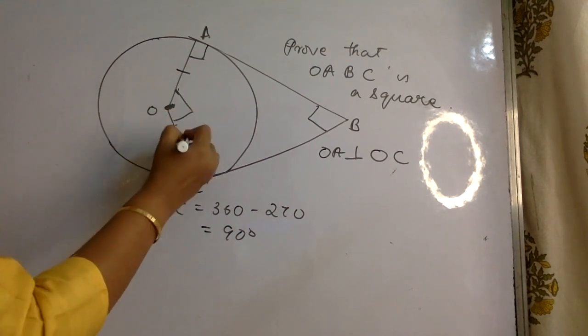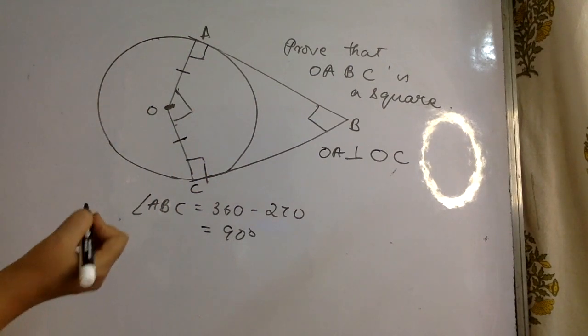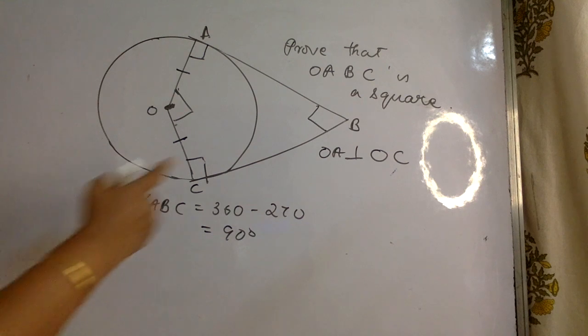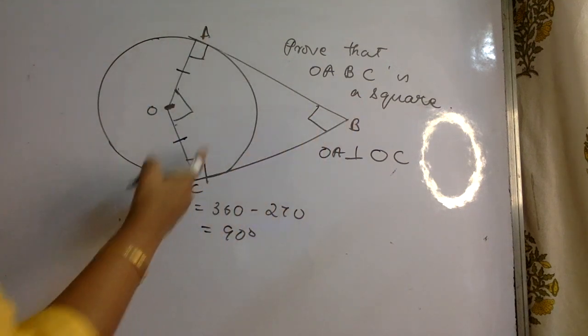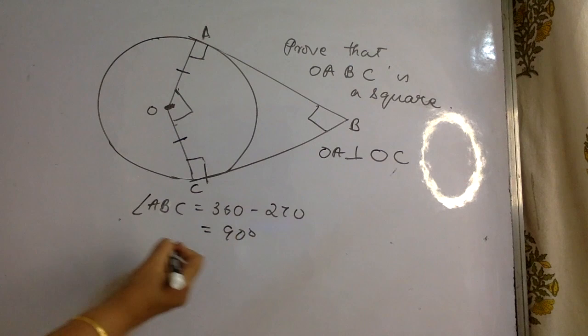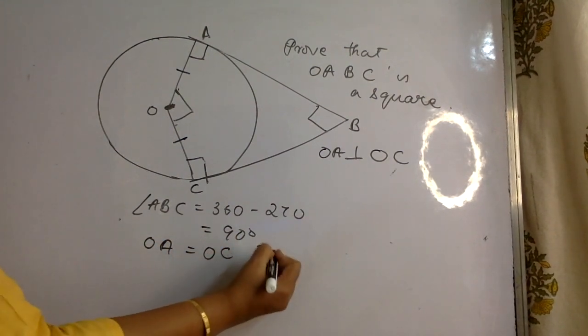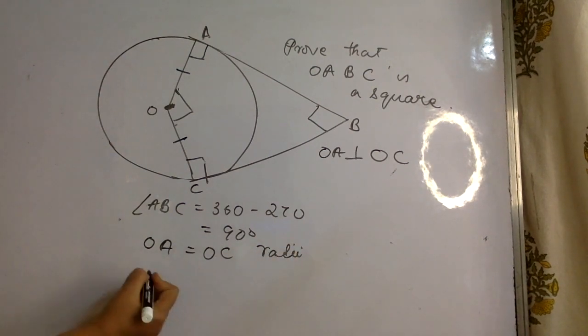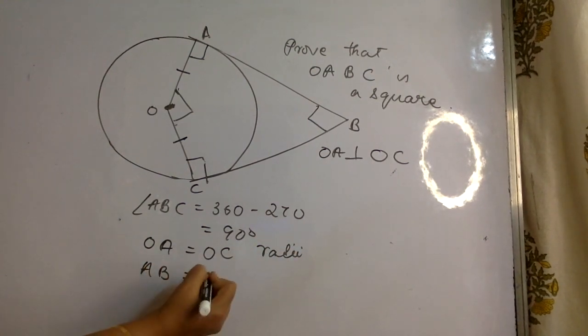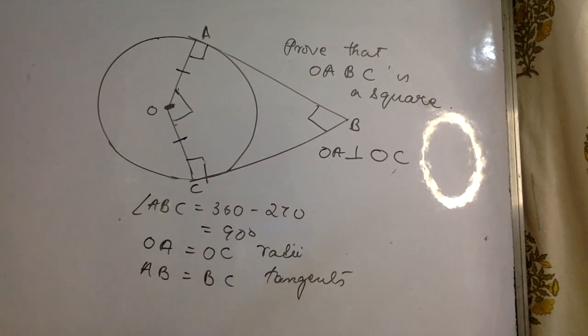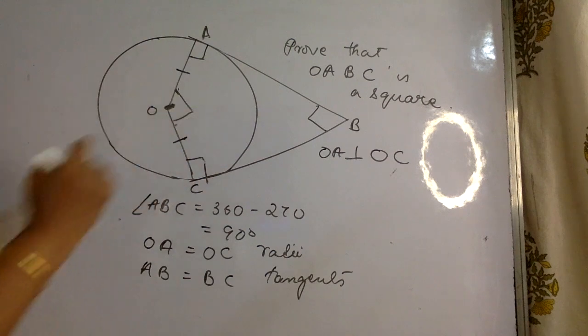Now here this is equal to this because they are the radius, yes. So these two are equal. Also these two are equal, yes, AB. So we can write OA is equal to OC, that is because radii of circle. Then we can write AB is equal to BC, tangents from an external point, that is why they are equal, okay.